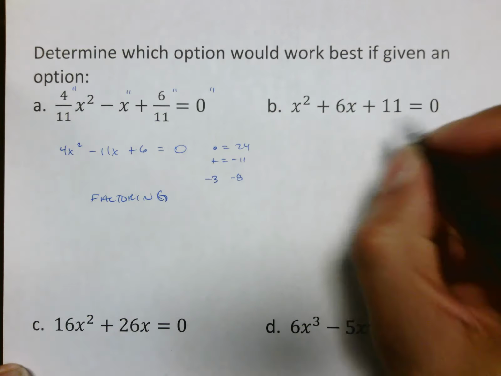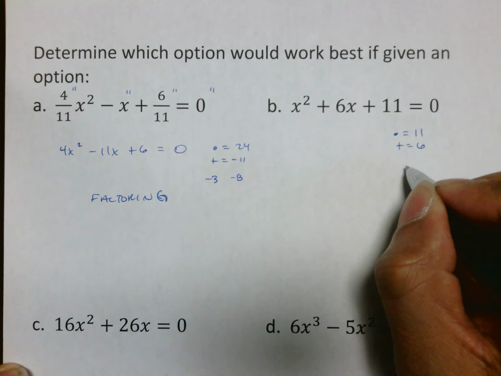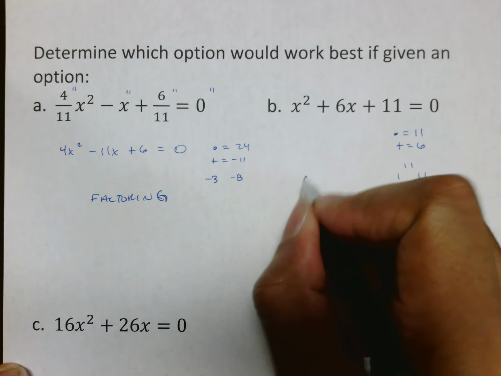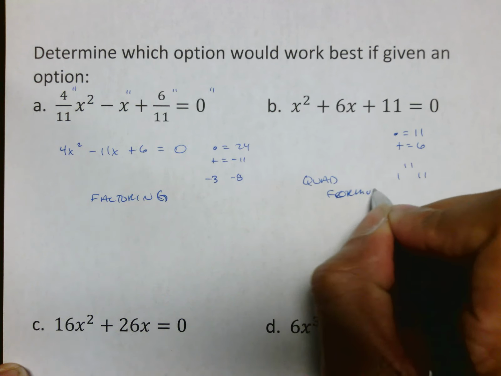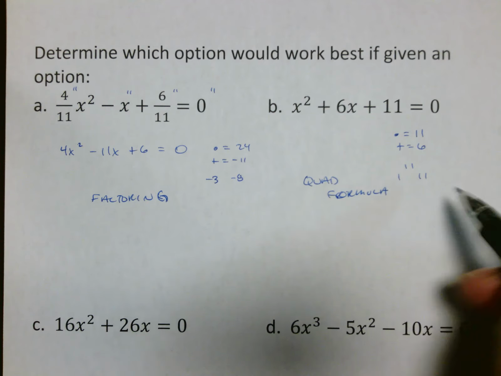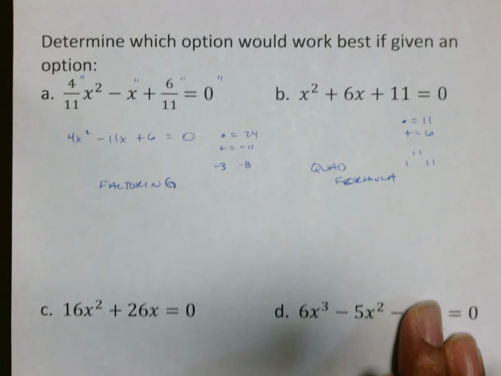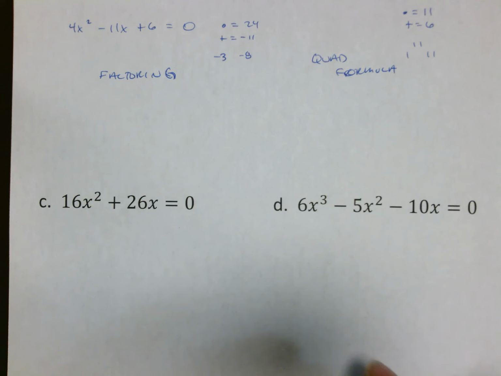Here, B, this is already set up, so we're looking for numbers that multiply to be 11 and add to be 6. There's nothing outside of 1 and 11 that goes, so this here would be your quadratic formula. Because again, if you can't find the numbers that actually can be factored, obviously you have to use a quadratic formula.